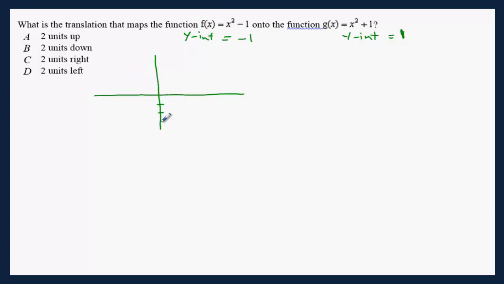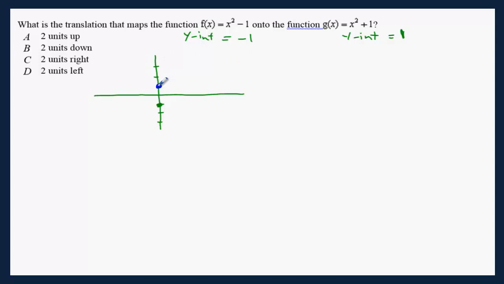Let's put some points here on the y-axis. I don't need the shape of this function. I don't need anything. All I'm looking for is just the y-intercept. The first point here is negative 1. The y-intercept of the first function is negative 1, and the y-intercept of the second function is positive 1.